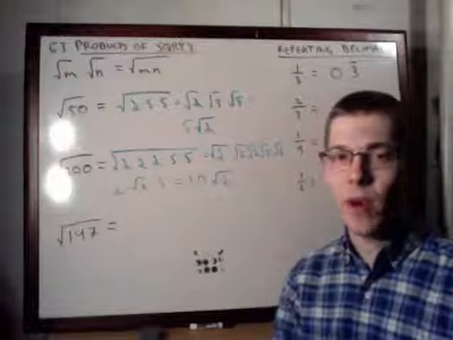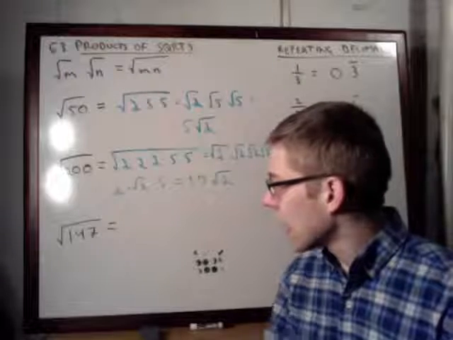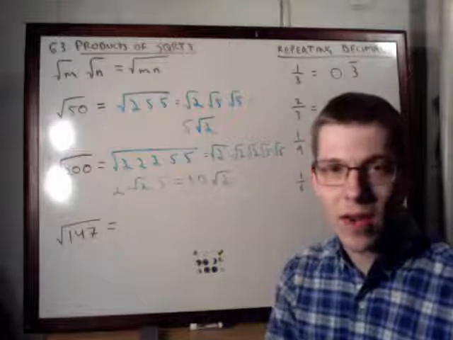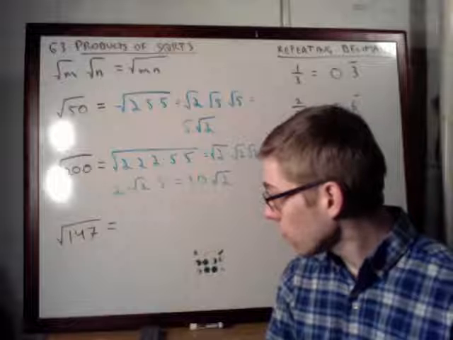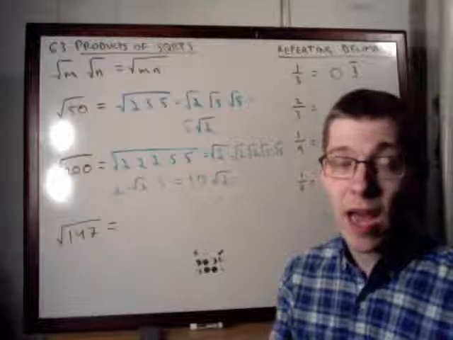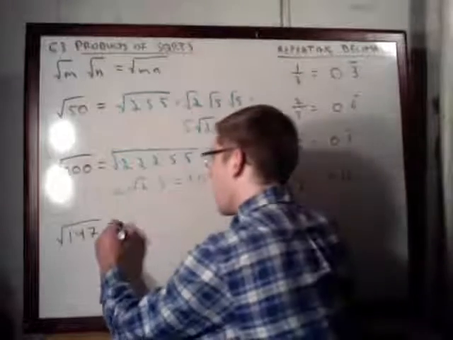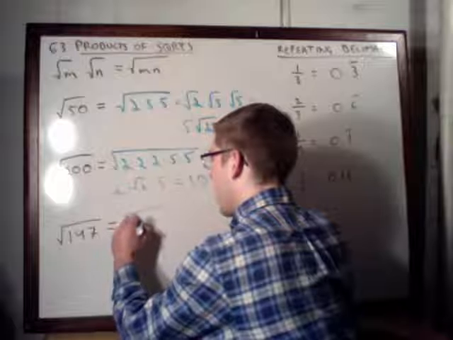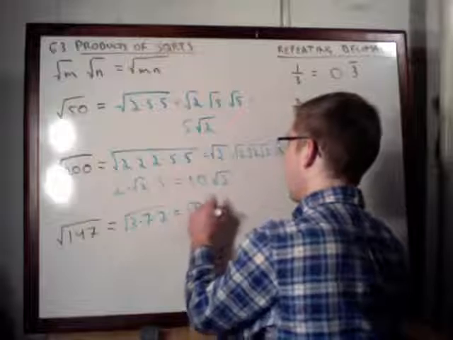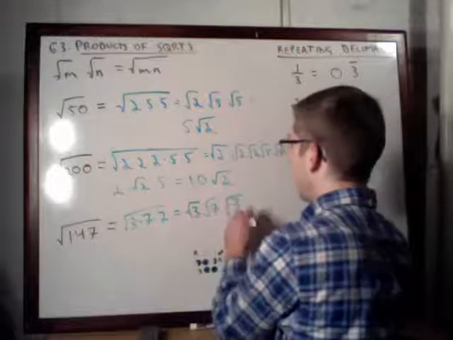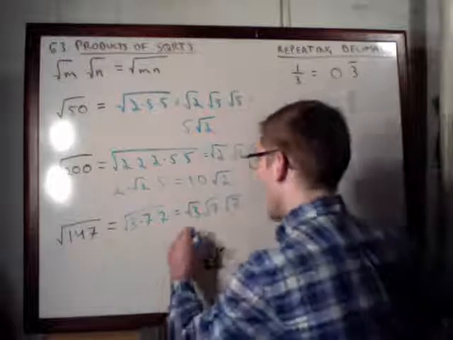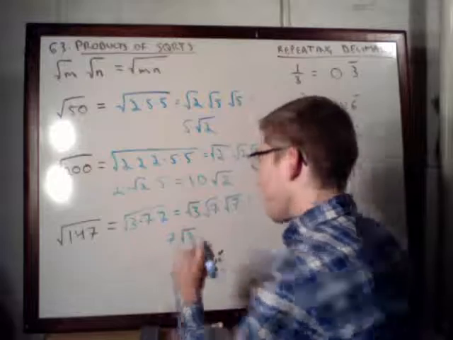And what do we get when we divide by 3? Well, 3 goes into 14 4 times with 2 left over. 3 goes into 27 9 times. So we end up with 49. 3 times 49, and 49 we should recognize as 7 times 7. So 147 is 3 times 7 times 7. Again, we can write that as the square root of 3 times the square root of 7 times the square root of 7. And the square root of 7 times the square root of 7 is just 7. So we end up with 7 times the square root of 3.